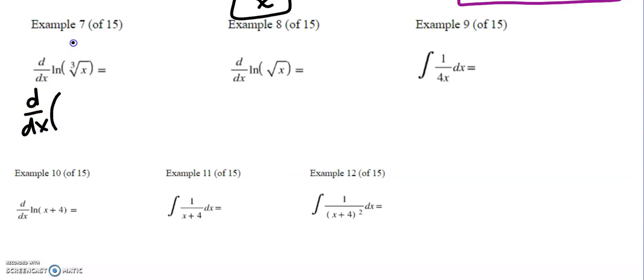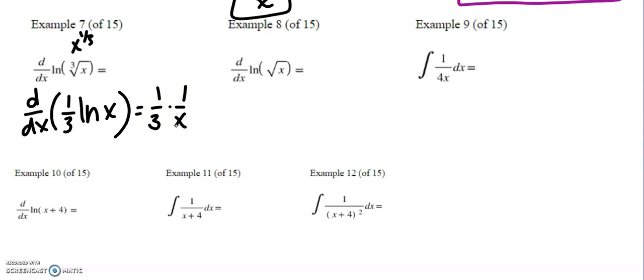So instead, I'm going to use those log properties. The cubed root of x is the same thing as x to the 1/3. So I'm going to swing that 1/3 down in front. This will be the natural log of x then. Again, haven't done calculus, just using my pre-calc knowledge. So then when I take the derivative, I get 1/3 times 1 over x, which would really be the same thing as 1 over 3x.